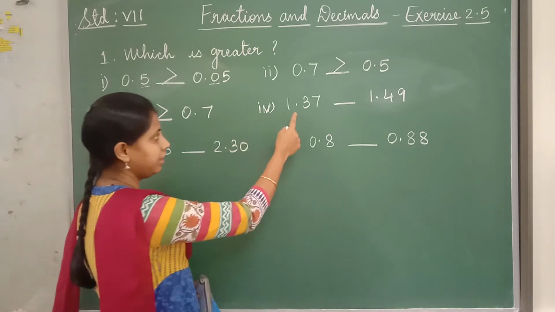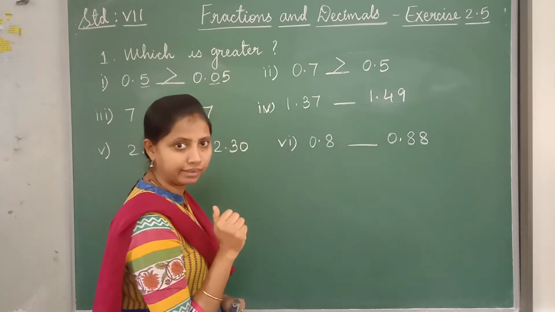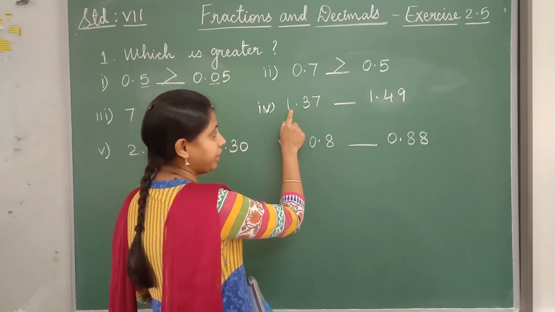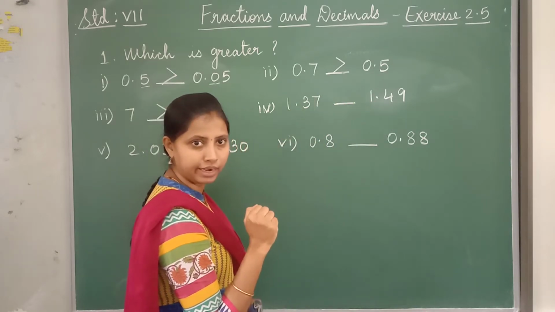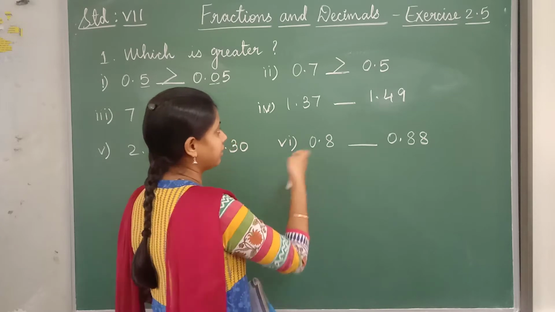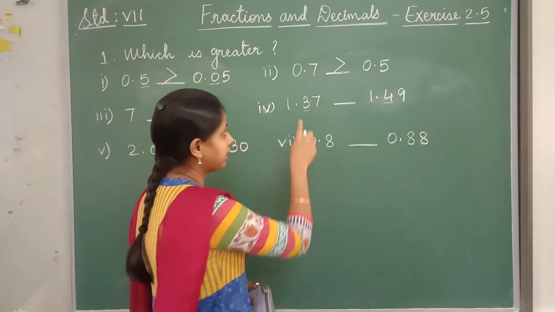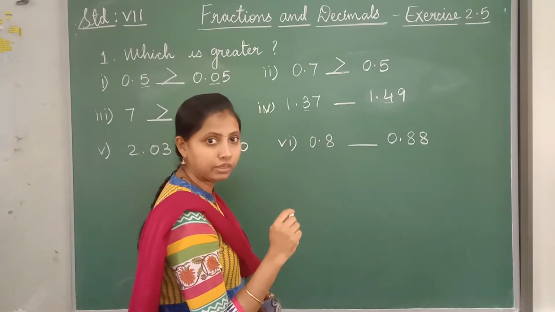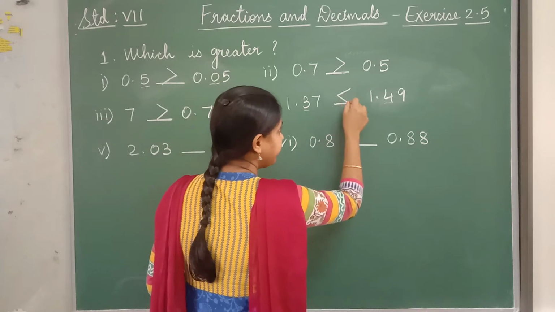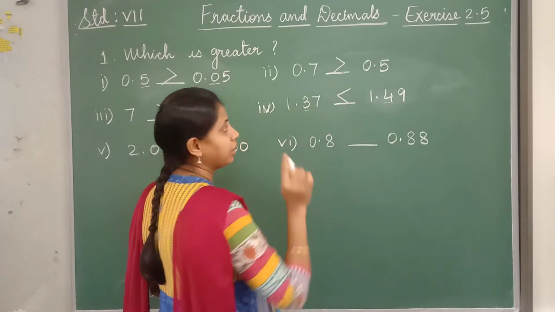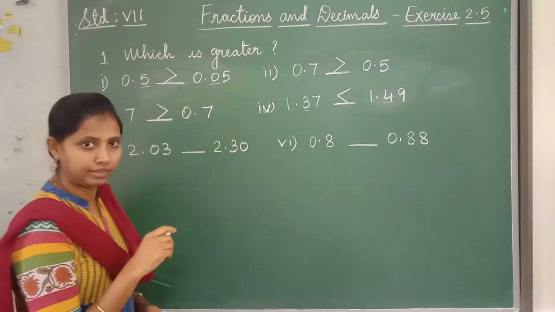Okay, next, 1.37 or 1.49, which one is greater? Now you can see before the decimal point here also is 1, here also is 1. So you cannot tell which one is greater. Then go to the next digit. Yes, the next digit here is 3 and here is 4. Now you can tell, 3 and 4, which one is greater children? Yes, 4 is greater, isn't it? So therefore 1.49 will be greater than 1.37. Okay, in this way you have to compare the digits.